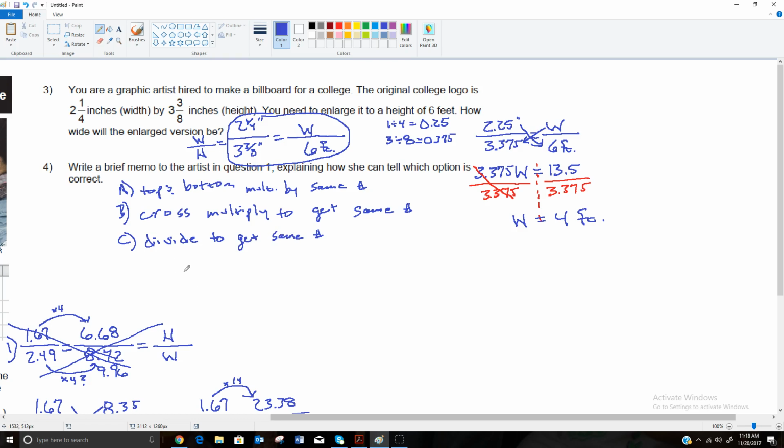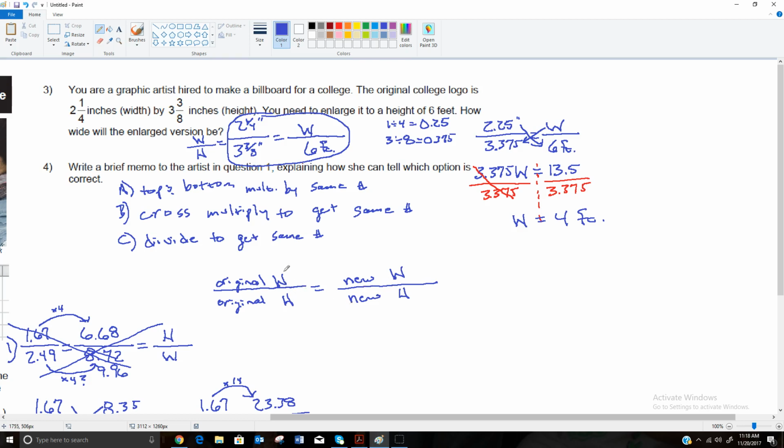And this of course is after setting up the proportion. So to set up the proportion, we took the original width over the original height, and we set that equal to whether it was the banner or the billboard or the t-shirt. We took the new width and the new height. And there are other ways to set up this proportion, but I'm going to stick with this way because I think it makes the most sense to people.